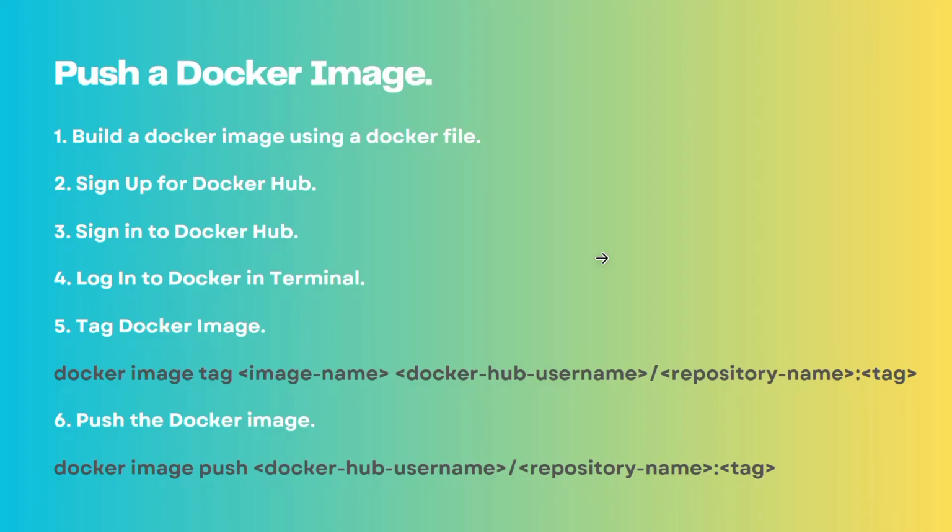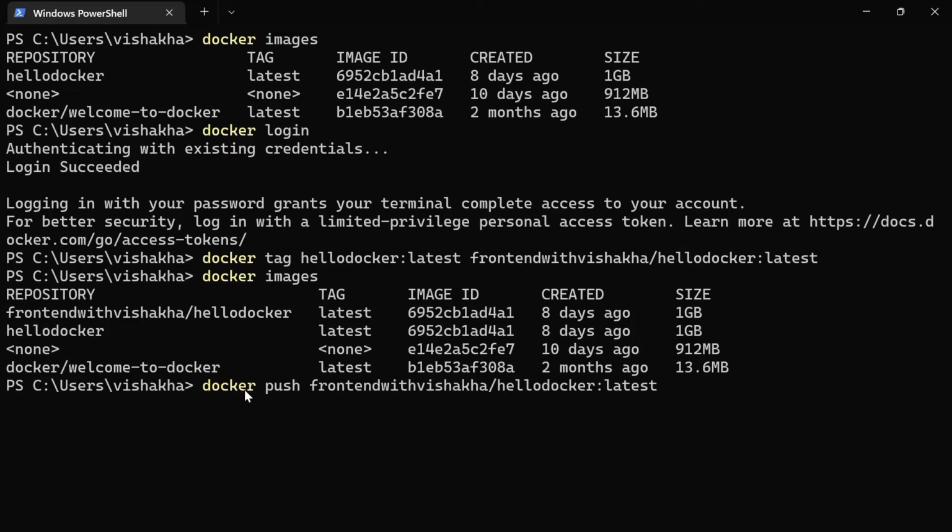Okay, now we have to push this Docker image. To push the Docker image, we have the command docker image push and then the Docker Hub username / repository name and then the tag. The tag is optional. So let's open our terminal and run this command. So this is our command docker push and then the Docker Hub username followed by the image name and the tag, that is latest. Okay.